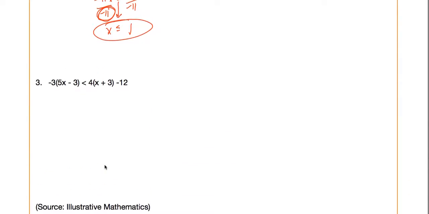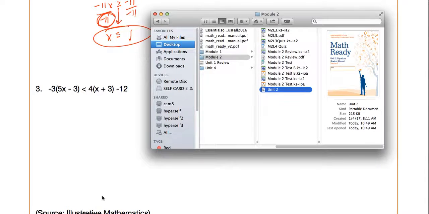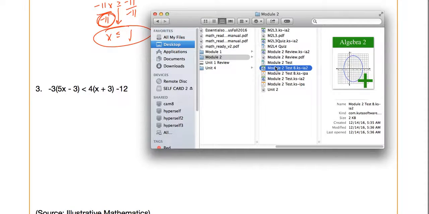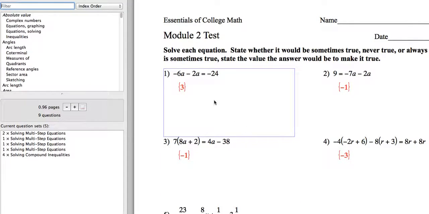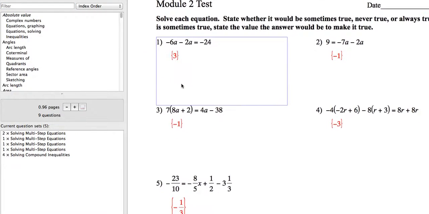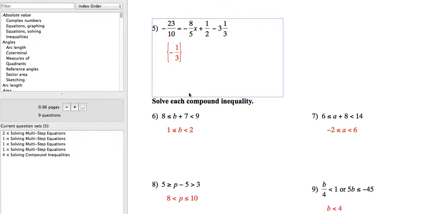And that's it for Unit 2. Might want to go back and look at your quizzes and your test. We looked at these as a group in class as well. But Module 2 test looks something like this. And again, I'm not going to put these directions. It'll just say solve for that variable.